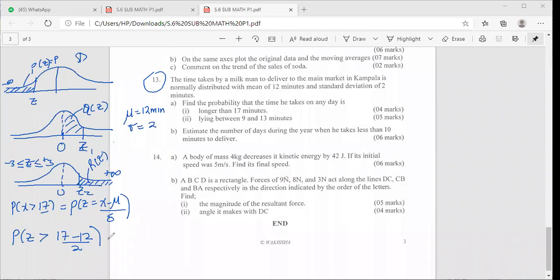Now, according to this solution, the answer here becomes what? Probability of Z is greater than 2.5. Now, you have to illustrate this relationship on the graph, which is the normal distribution curve. So you identify where 2.5 is estimated. Now, remember on this graph, it is symmetrical about the mean. Here it is 0.